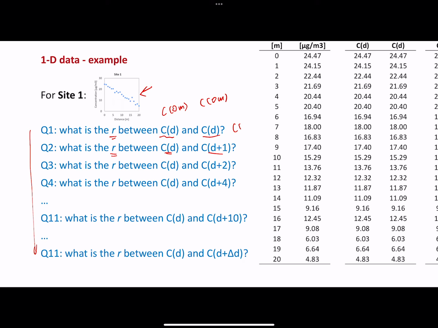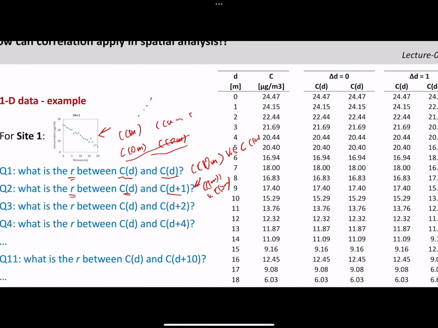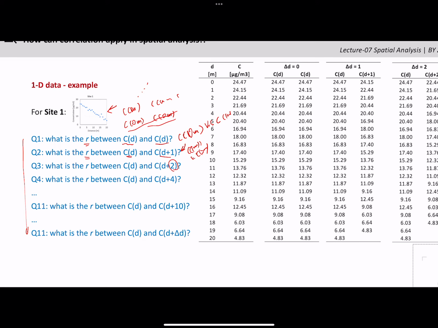For this one, we have C at 0 meter versus C at 1 meter, and C at 1 meter versus C at 2 meter. Something like that. So again, we can ask about 2 meter, 4 meter, all the way maybe to 10 meter. And this distance, we call the lag distance, or delta D. This delta D can be 1, 2, all the way to 20, because the farthest points are 20 meters away.